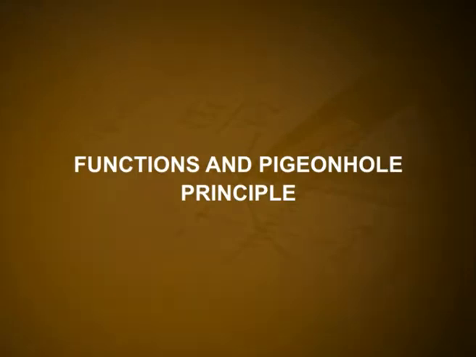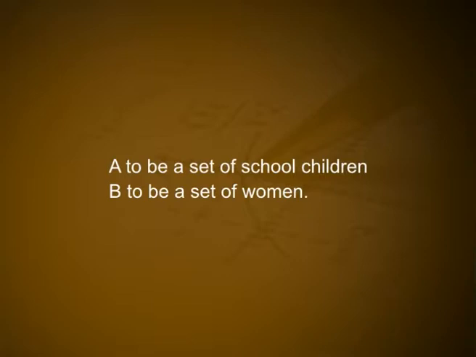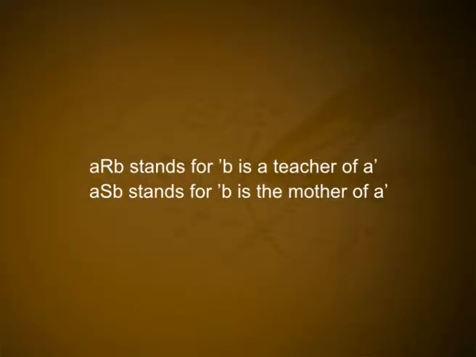Functions and pigeonhole principle. Consider A to be a set of school children and B to be a set of women. Consider two relations R and S from A to B given as sets of ordered pairs of the form (a, b) where a belongs to A and b belongs to B. Let aRb stand for b is a teacher of a and aSb stand for b is the mother of a.